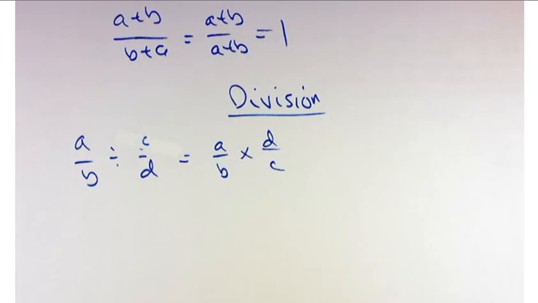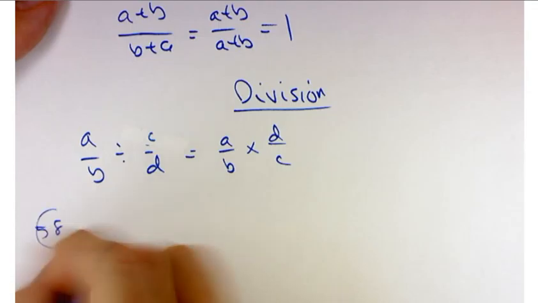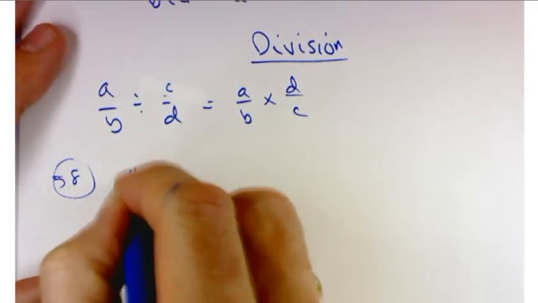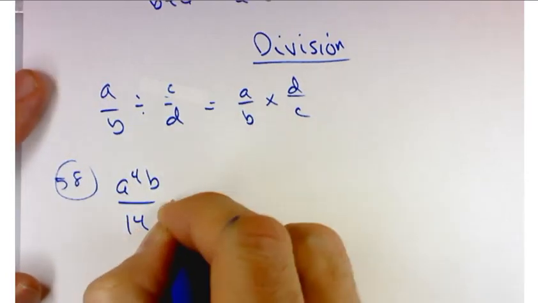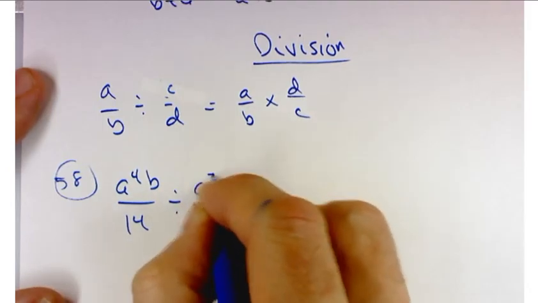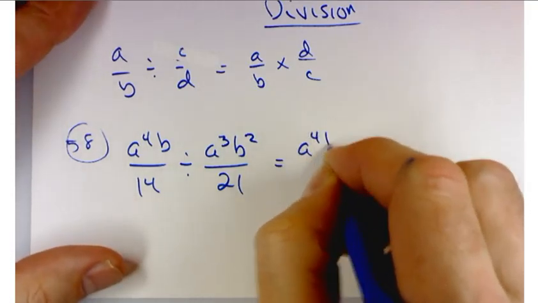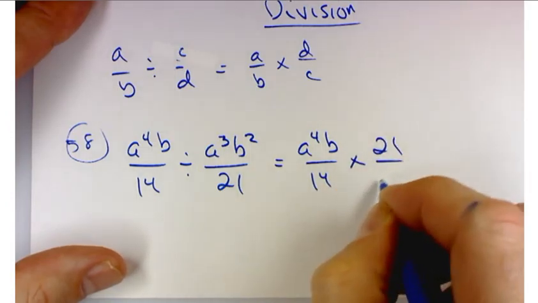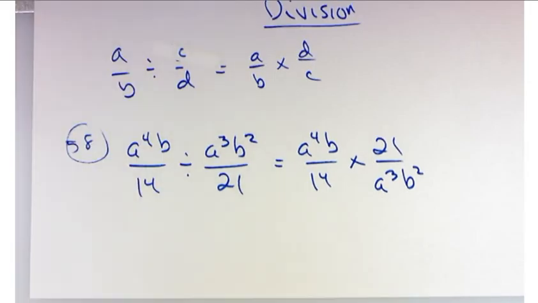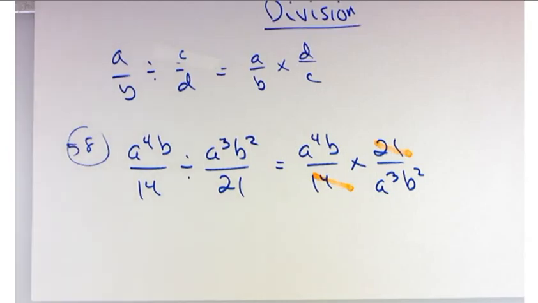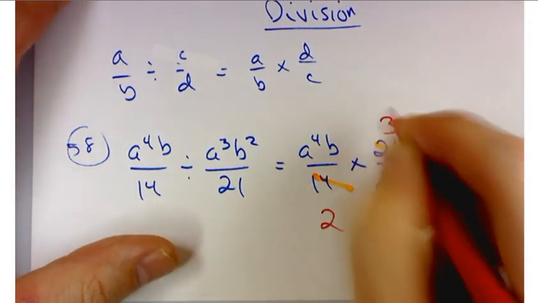Well, we'll start this with problem 58. A to the fourth, B over 14, divided by A to the third, B to the second, over 21. Okay. Well, start by taking the reciprocal of the second fraction. 21 over A cubed B squared. Can I do any cancellation here? Absolutely. Everything in the numerator and everything in the denominator is being multiplied, so cancel away. Let's start with 7 going into 14 and 21. 2 and 3 times respectively.